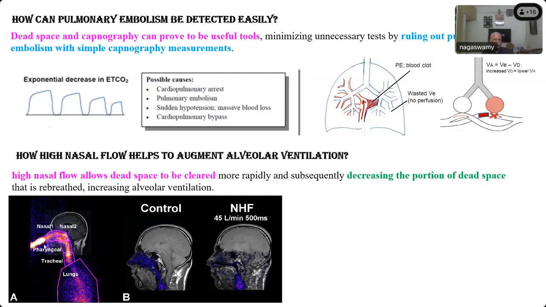So if you see here, this is the pharyngeal and tracheal area where the anatomical dead space is present. So when you give 45 liters per minute of nasal high flow oxygen, the entire dead space is replaced with 100% oxygen. So whenever the patient inhales more and more, only oxygen will go and no air with nitrogen will go. So the patient will get very well oxygenated by high nasal flow. That is the mechanism, if they ask you in the practicals how high nasal flow helps: it replaces or completely removes the anatomical dead space and fills that area with 100% oxygen. That is the answer, decreasing the portion of anatomical dead space.